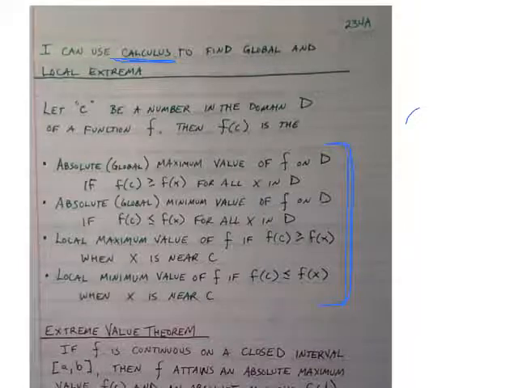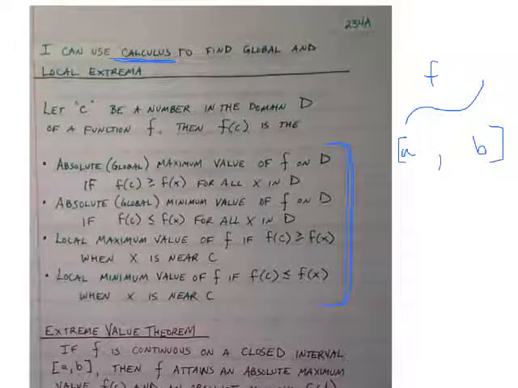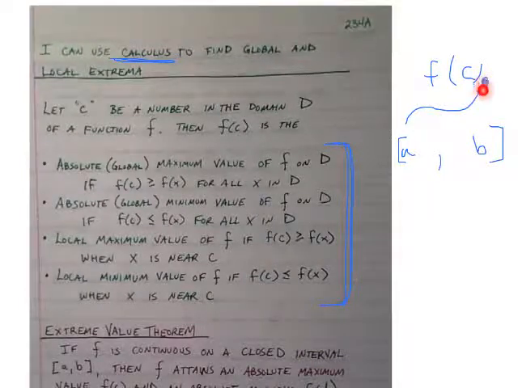Basically what it says is if you have a curve, we'll call that function f, and it's on the domain of D, so maybe you go from A to B. A global max of F on D will occur if some value, and we'll call that value C, is greater than all of the other values. So f of C is greater than all of the other values on the curve. Basically, it's the highest point. The global min would be the lowest point.